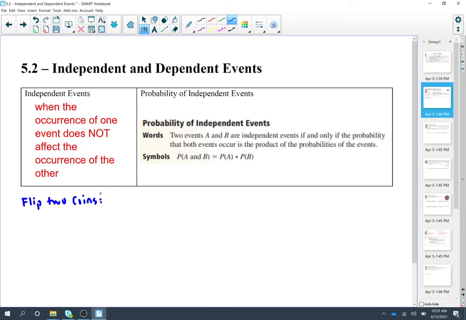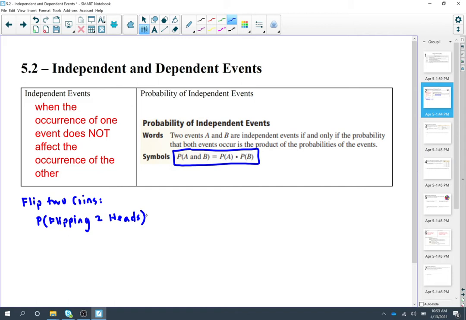Now, the probability of independent events could be looked at using this formula. The probability of A and B happening together should equal the probability of A and then the probability of B. So let's say I want to find the probability of flipping two heads. There are two ways we can look at this.